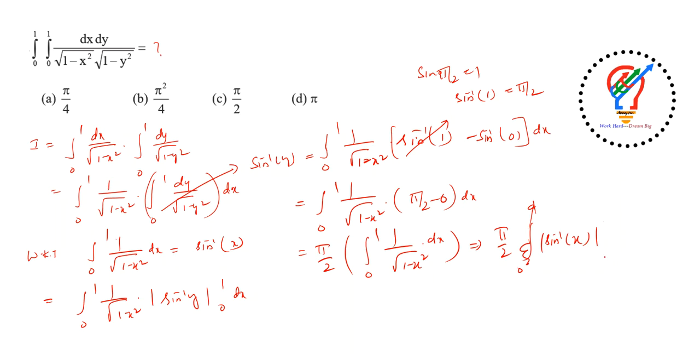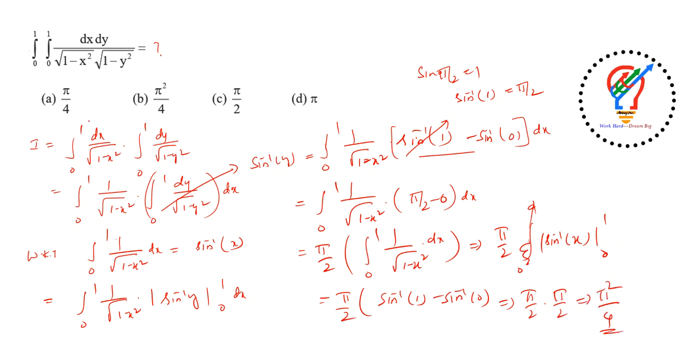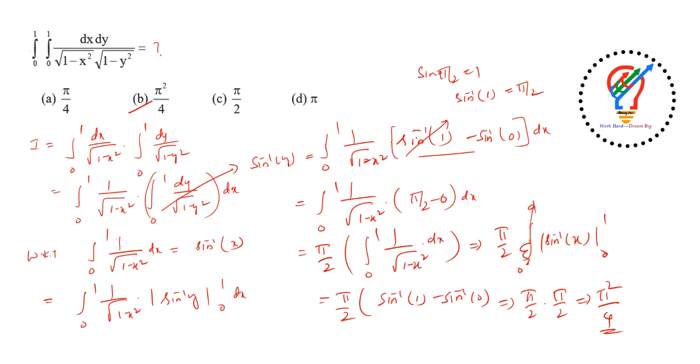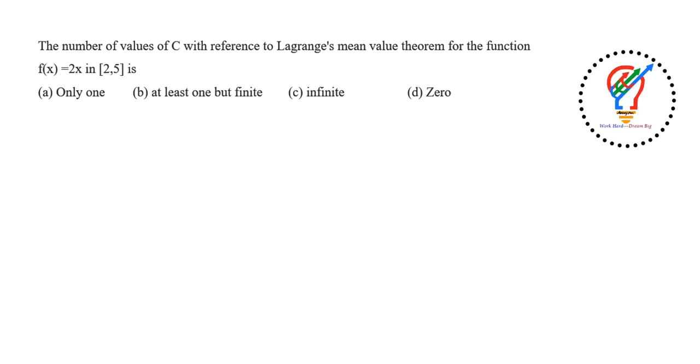Having limits of 0 to 1, now pi by 2 into sine inverse of 1 minus sine inverse of 0. Again, the same process here. That implies pi by 2 into pi by 2, which is nothing but pi square by 4. So the answer is pi square by 4 in this previous question. Okay, so let's move to the next question.